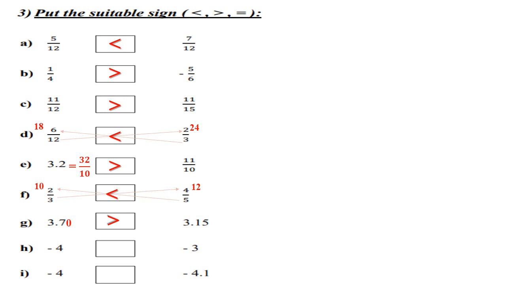H. Negative 4 and negative 3. Negative 3 is bigger than negative 4 as the negative numbers are crazy, as we mentioned before. I. Negative 4 and negative 4.1. Negative 4 is bigger than negative 4.1 as the negative numbers are crazy.